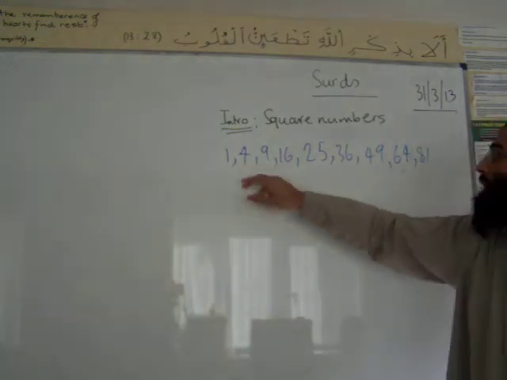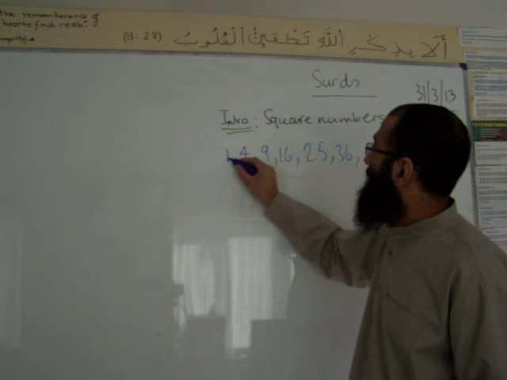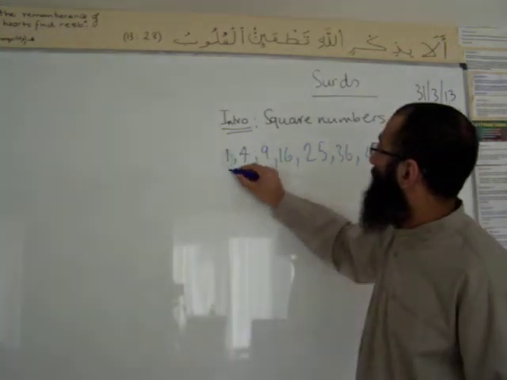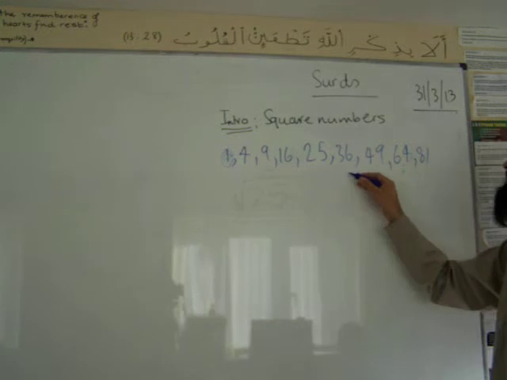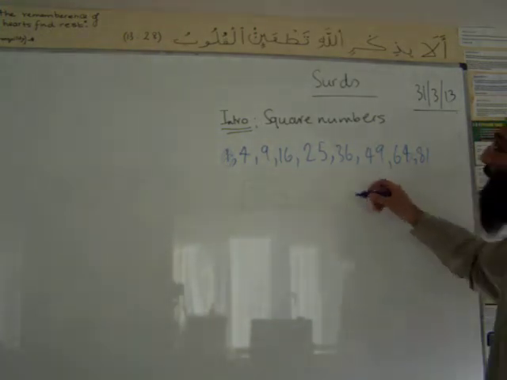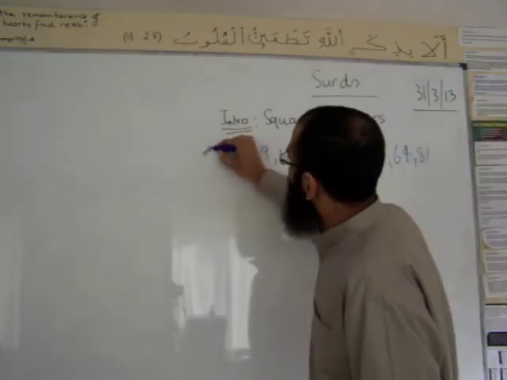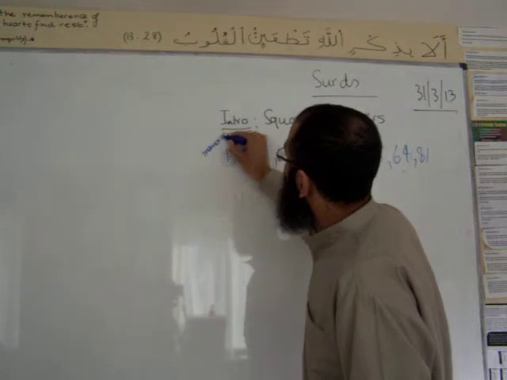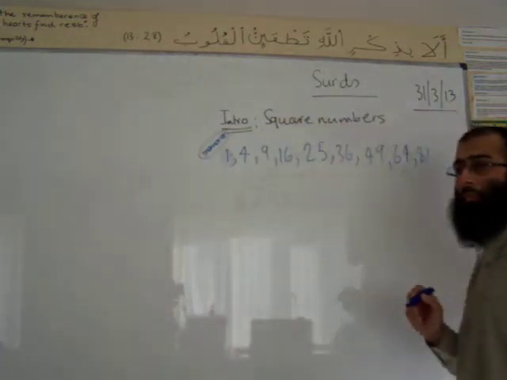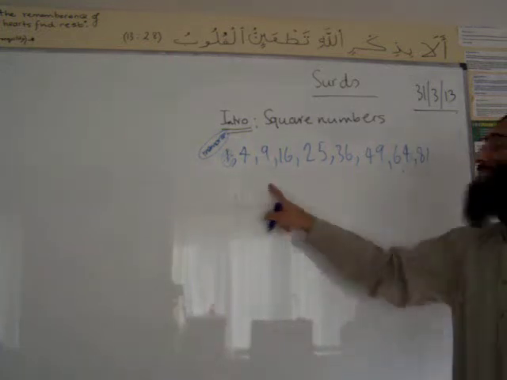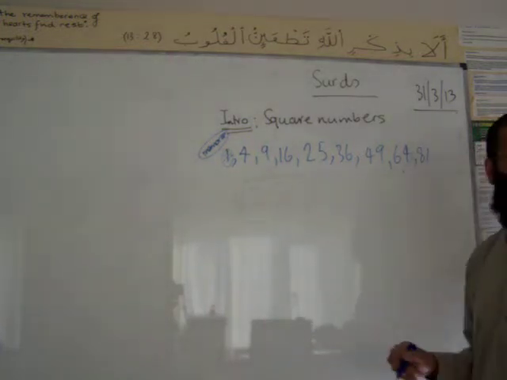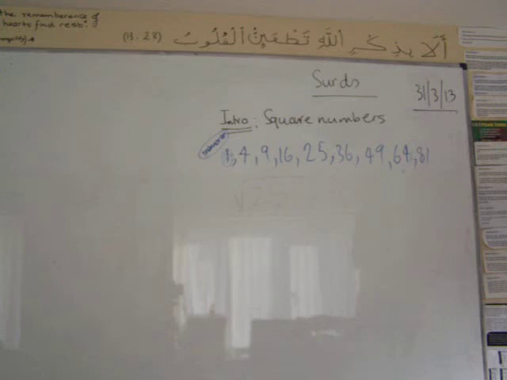You don't need to worry about 1. Starting from 4: 4, 9, 16, 25, 36, 49, 64, 81. You need to memorize these numbers, and we'll be needing them throughout the exercise. You can check if you can copy that.